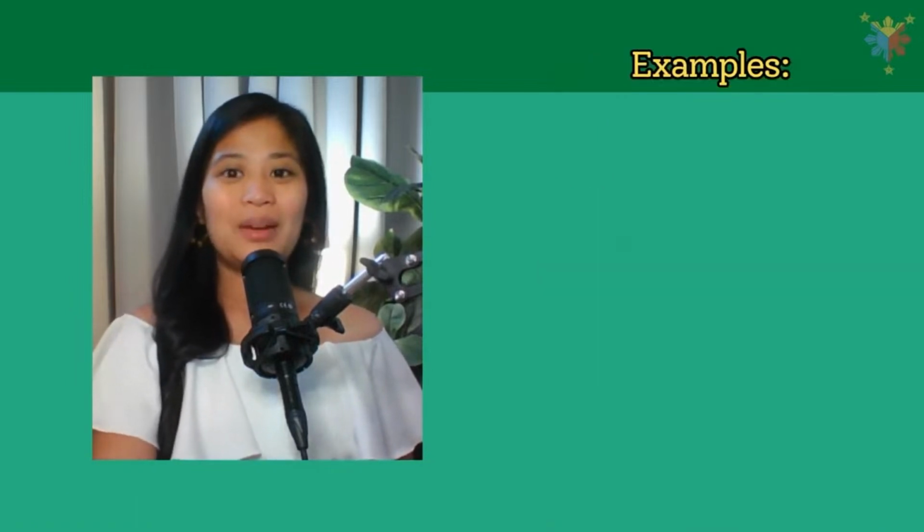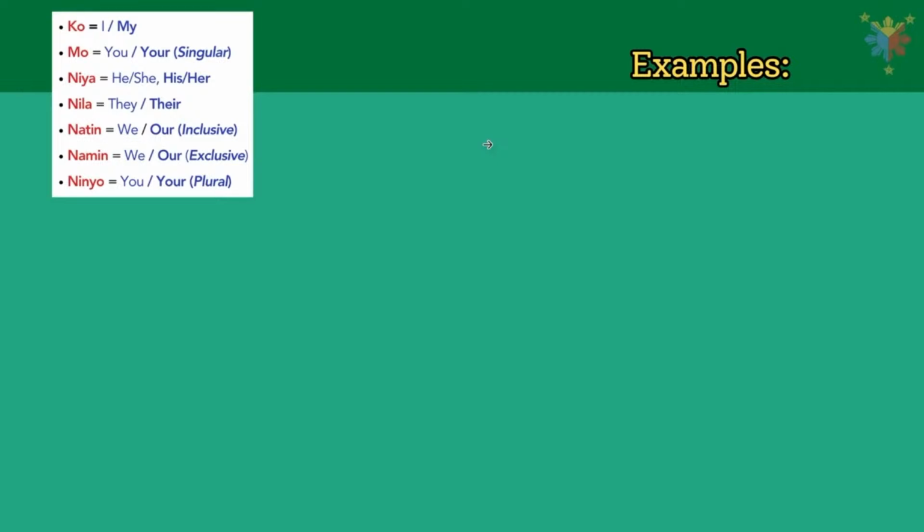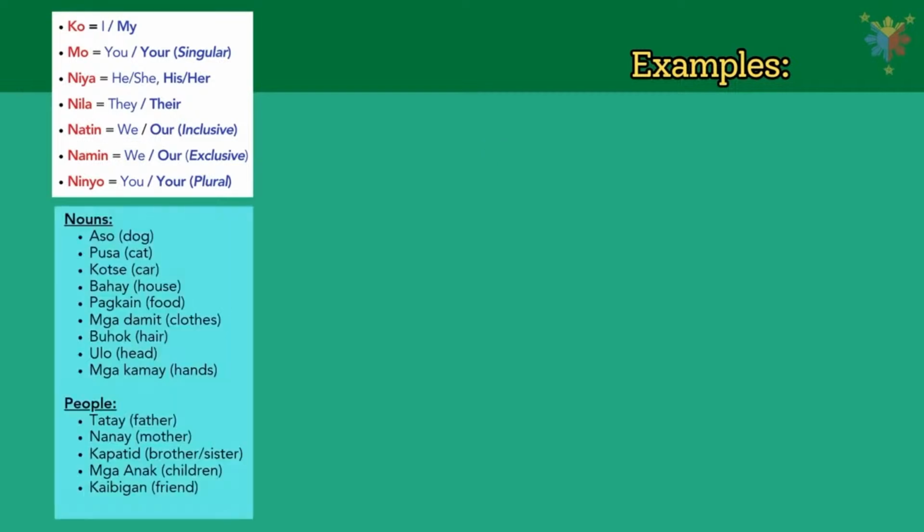All right, so let's do some examples. I'm going to go ahead and turn off my screen here. Now, in order to use these possessive pronouns in a sentence, we have to have a noun and an adjective. So we will learn some of these nouns and adjectives here. In this top left corner are the possessive pronouns we just learned. Now here are some nouns. So aso is dog, pusa is cat, coche is car, bahay is house, pagkain, food, mga damit, clothes, buhok, hair, ulo, head, mga kamay, hands.